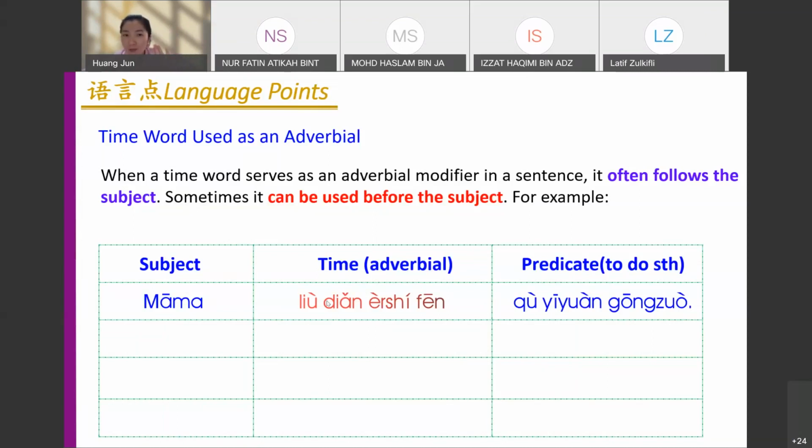But never put 妈妈去医院工作6点20分. In English, it's no problem: Mom goes to the hospital to work at 6:20. No problem in English, but in Mandarin, cannot. In Mandarin, that is a wrong sentence.